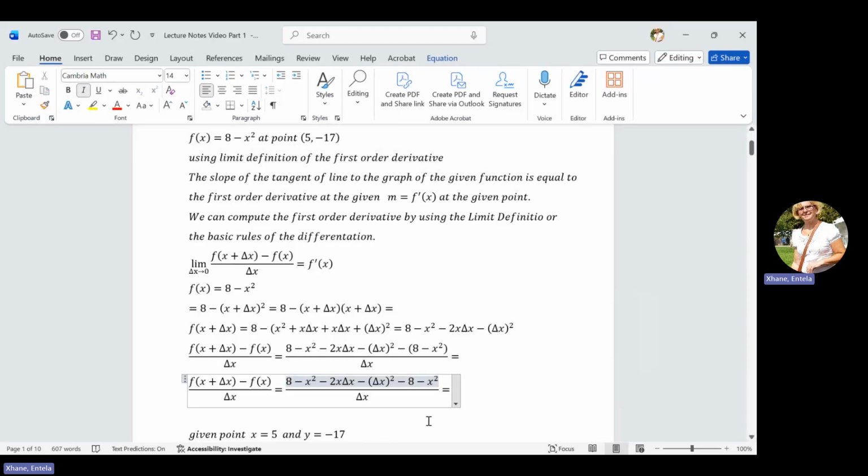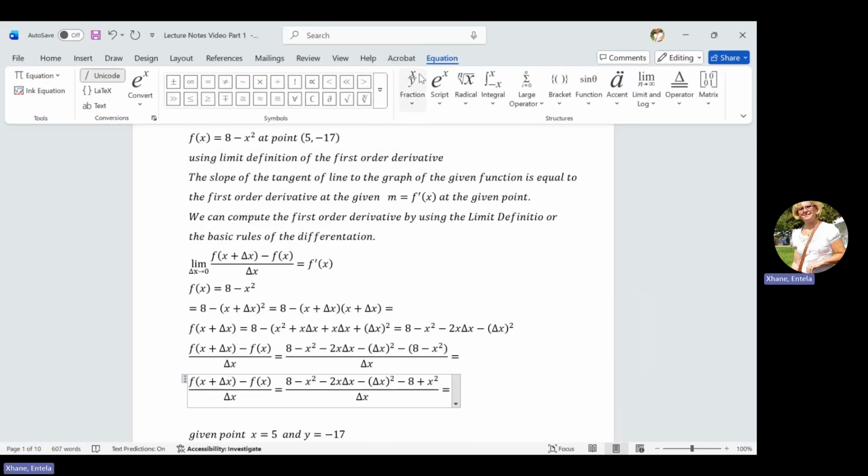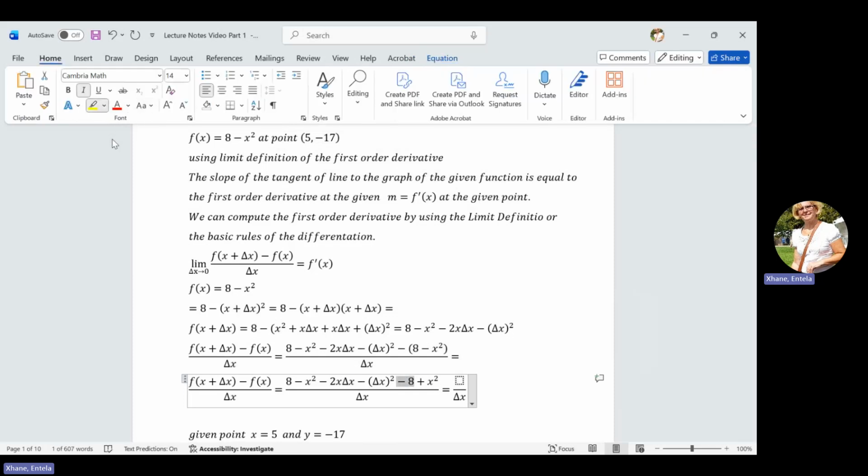Simplify means eliminate parentheses and distribute the sign. So if I distribute the minus sign to the second part, it's going to be minus 8 plus x squared. And then as you notice, some terms are going to cancel out. The denominator is going to stay the same, but at the top, number 8 will cancel out. Let me try to use some color coding. Let's see if I can highlight this. I kind of like the green color for number 8.